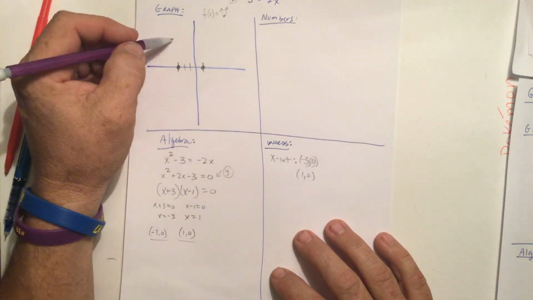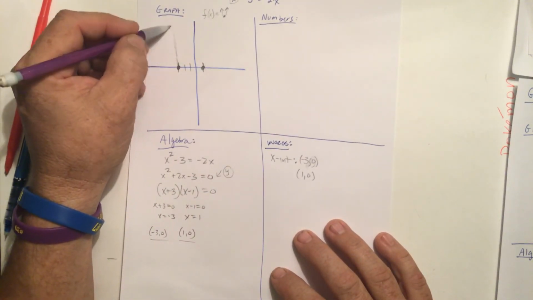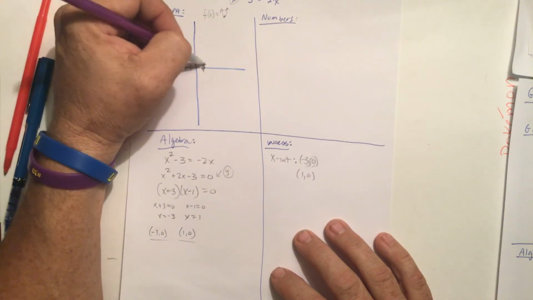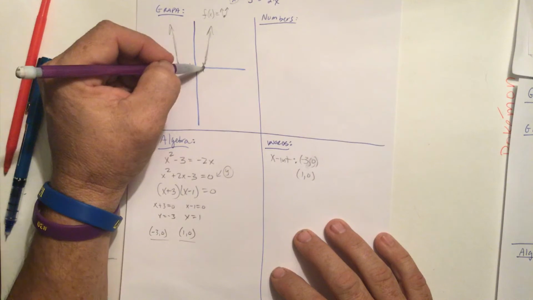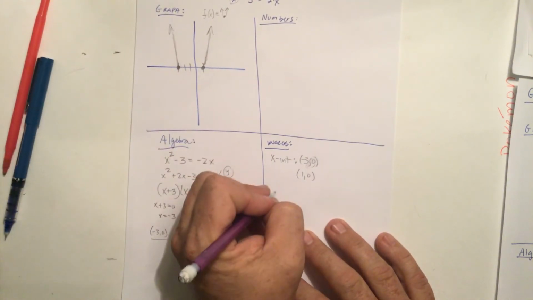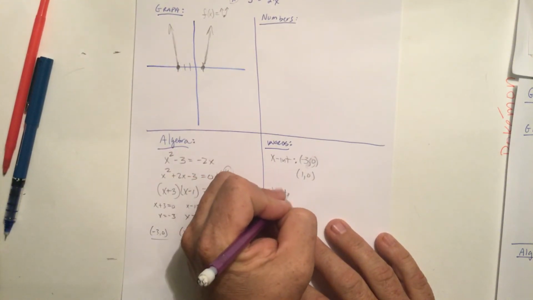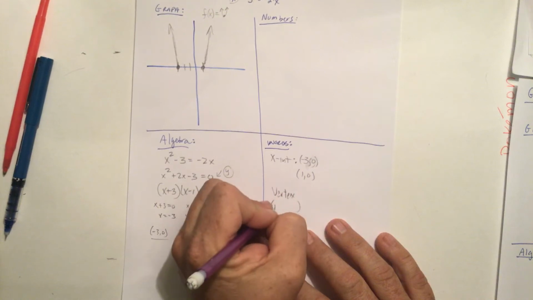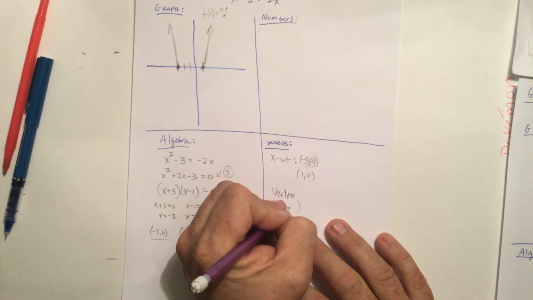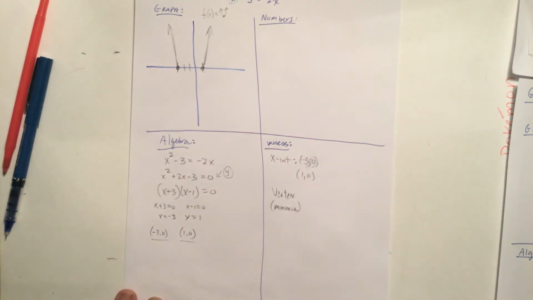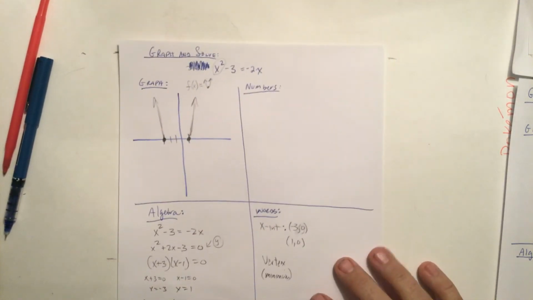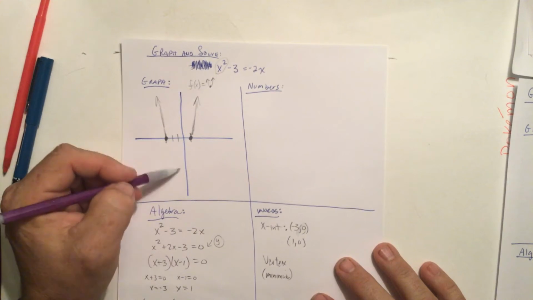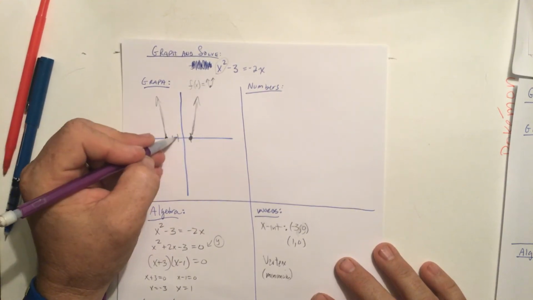So now we know it looks like this. It's going to go this way. We just have to figure out how far on the bottom it is. So we need our vertex or our minimum. So I'll go up here to the numbers part, and all I need to know is the center. Well, I know the center's at 1.